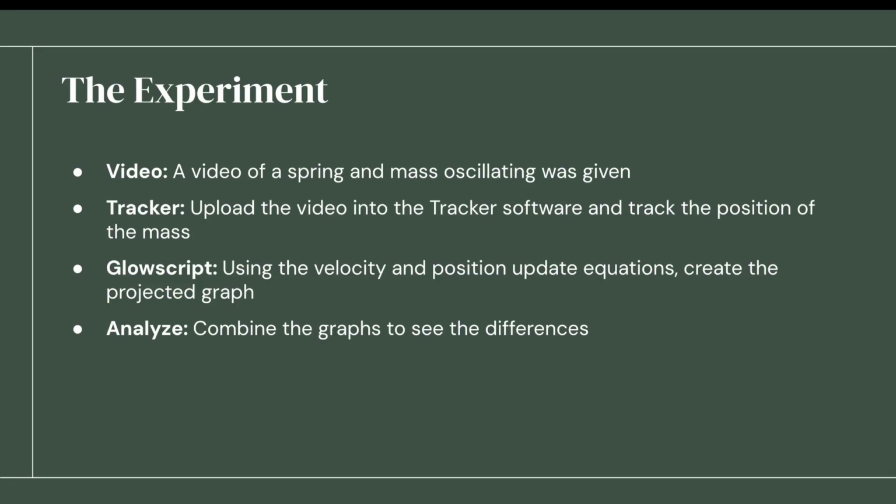The lab gave us a video of a spring and mass oscillating, so performing the experiment was not necessary. I uploaded the video into the tracker software. Once it was calibrated and the axes were set up, I tracked the mass's position frame by frame. This resulted in data that I graphed in Excel. I then used GlowScript to create the projected graph with the velocity and position update formulas. To analyze the results, GlowScript automatically combined the data from the video with the predicted paths.